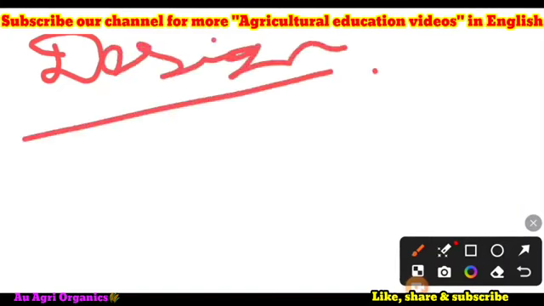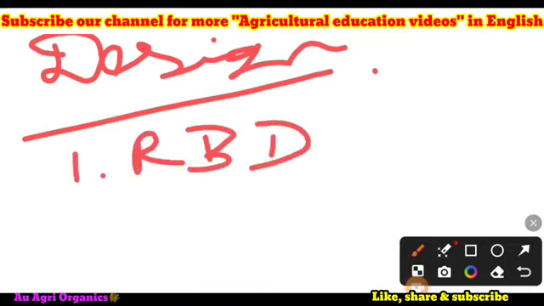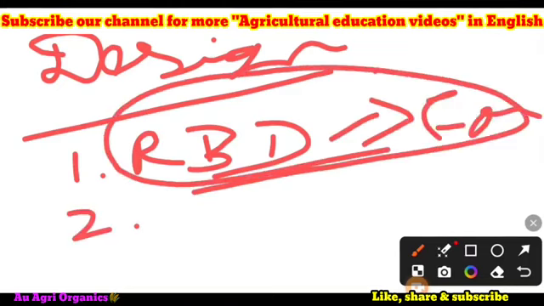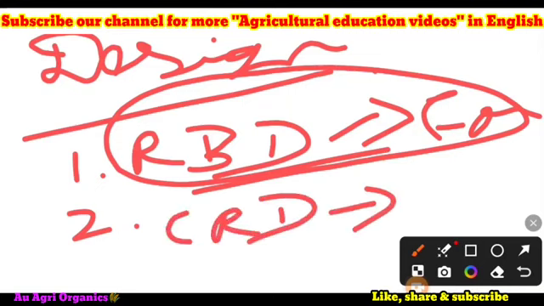Some of the teachers or professors will accept RBD, the randomized block design. We call it by the name RCBD, randomized complete block design. This is the most commonly used method for agronomic field experiments. Next is CRD, completely randomized design, which we will use in pot culture and laboratory experiments.